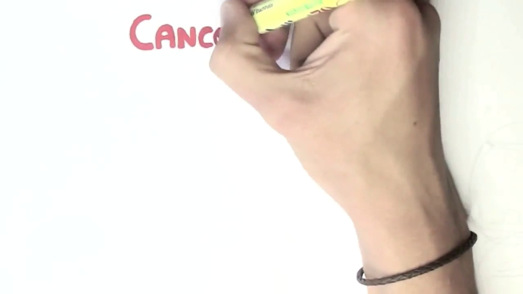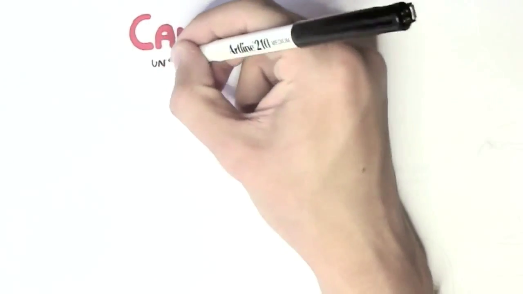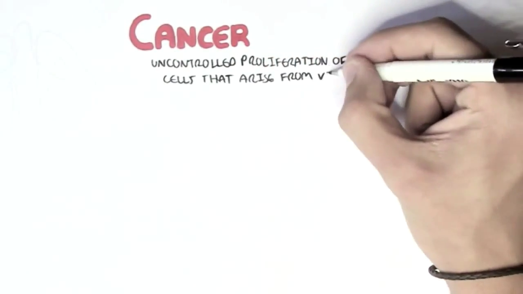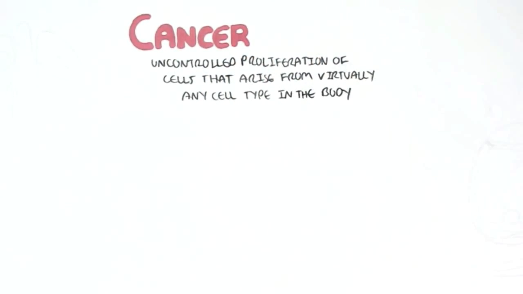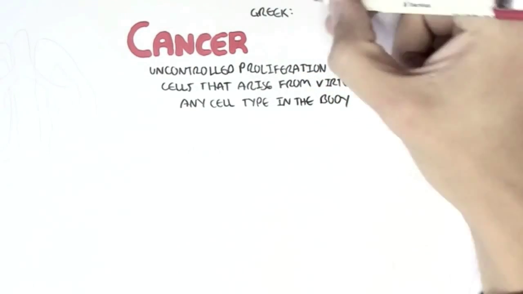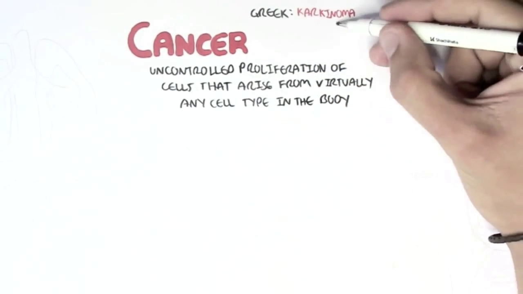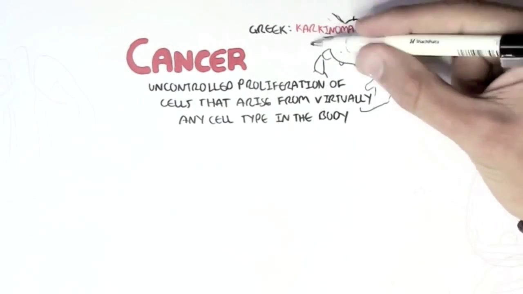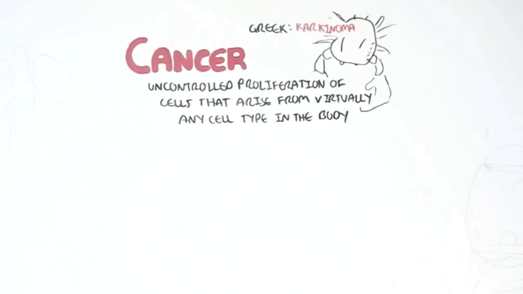So cancer. Cancer is where you have uncontrolled proliferation of cells that arise from virtually any type of cell in the body. So basically you can have bone cells, skin cells, gut cells, and they can all develop and become cancer cells. The word cancer itself comes from the Greek word carcinoma, which means crab. Hence the horoscope stuff. The people who are born in Cancer also have a crab symbol.